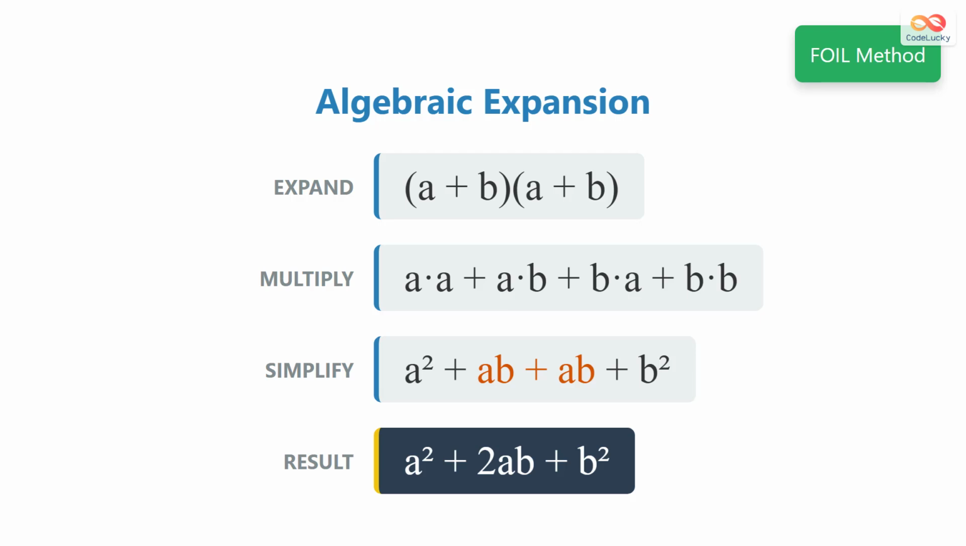We can also prove this using algebra with the FOIL method. We multiply the first terms to get a². The outer terms give us ab, the inner terms also give us ab, and the last terms give us b². Combining the middle terms, ab plus ab, gives us 2ab.